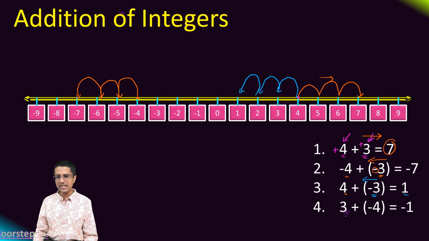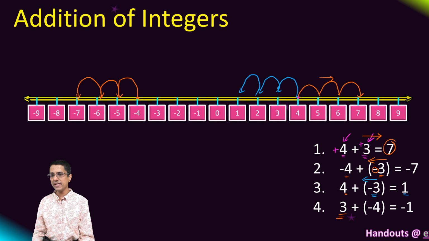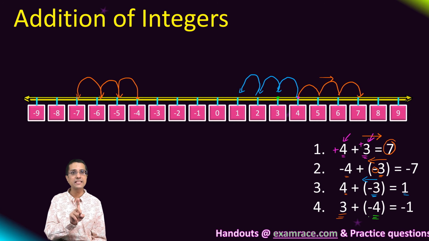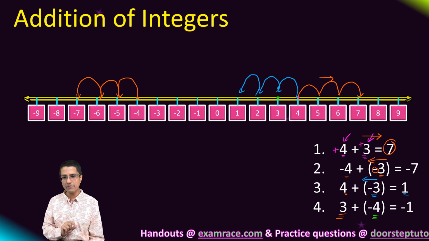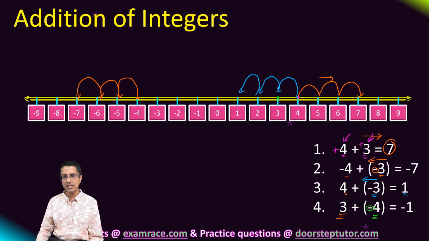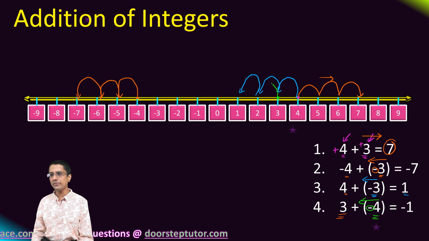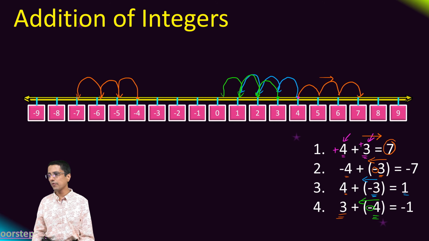In the last and final case, we start with 3. So we'll start with 3 and then we'll go 4 places. In which direction? Because our 4 is negative, there is a minus sign, we'll again go towards the left. Very, very simple if you are approaching this problem systematically. So we'll go 4 places to the left and we'll end up at -1.